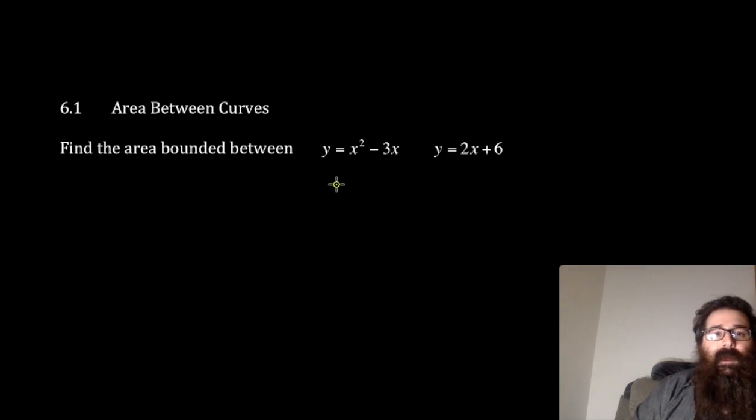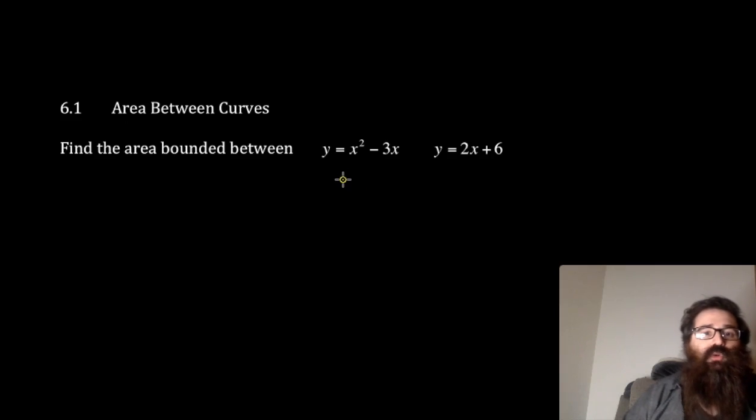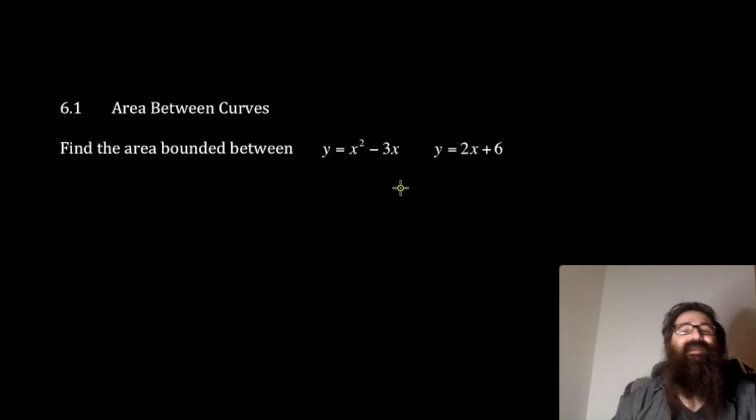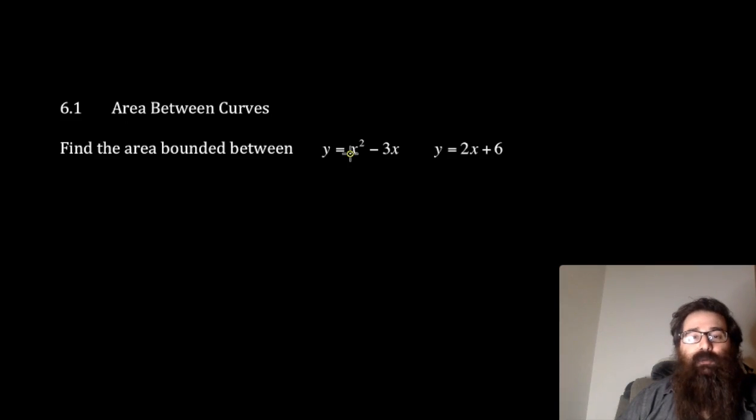Let's go ahead and find the area bounded between two curves: y equals x squared minus 3x and y equals 2x plus 6. Now what we want to do is get an idea as to which is the upper curve, which is the lower curve, and where this region is bounded. There's a lot of information to take into consideration here, and a few different ways we could go about figuring this out.